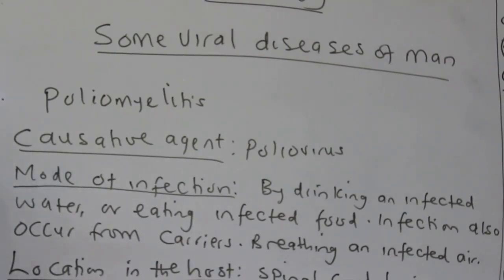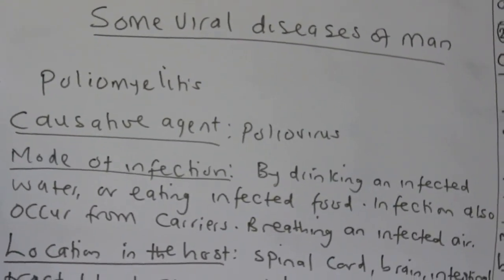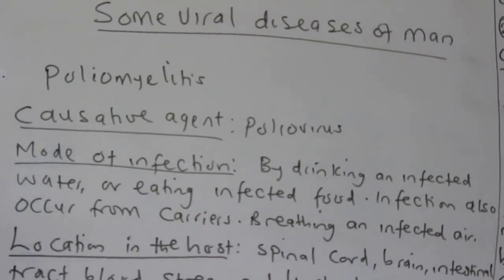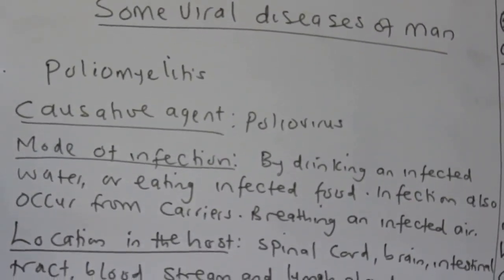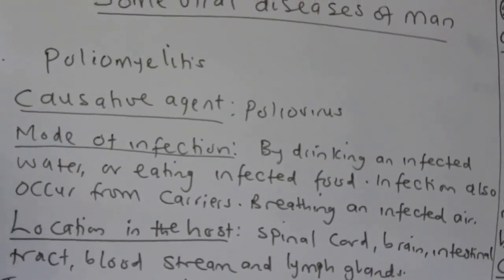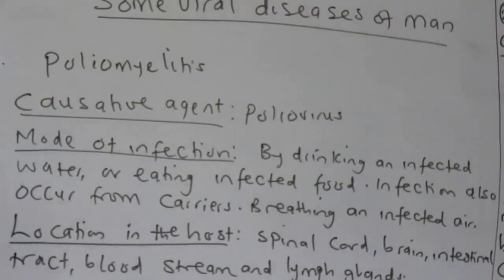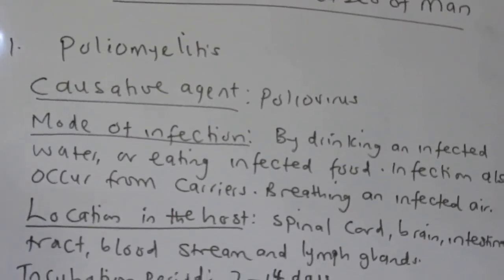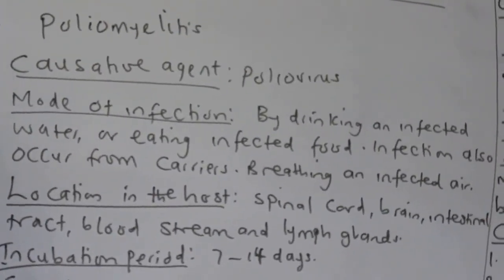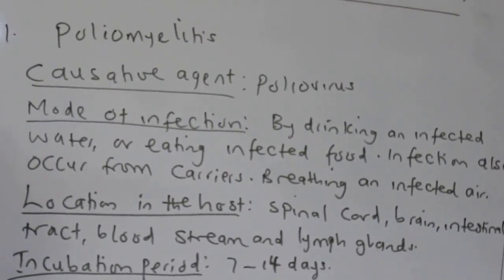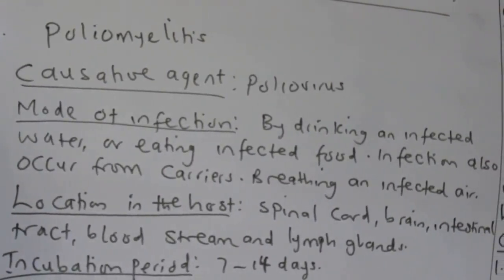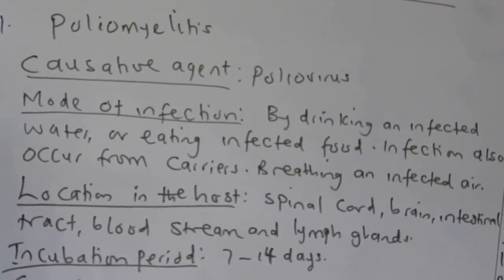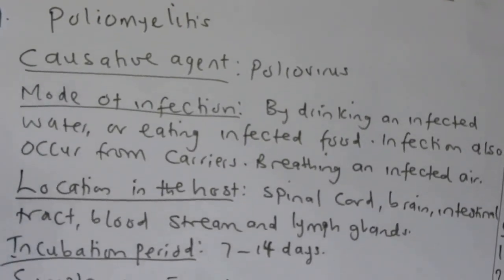And then the location in the host. The location talks about the organ in the host where these viruses attack. Under the location in the host, the body organs in which these viruses are found include the spinal cord. You find the virus also in the brain, in the intestinal tract, in the bloodstream, and also in the lymph glands. These are locations in the host where this virus is found once it has penetrated the system of man. And then the next one is the incubation period.